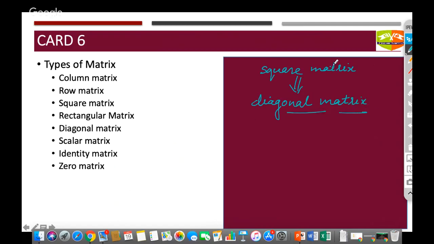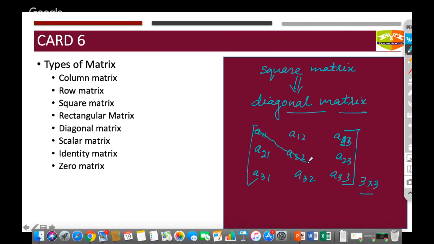In a square matrix, a diagonal matrix is something where only the diagonal elements are available. Suppose I take a 3 into 3 square matrix. There would be three diagonal elements. A11, A12, A13, A21, A22, A23, A31, A32, A33.